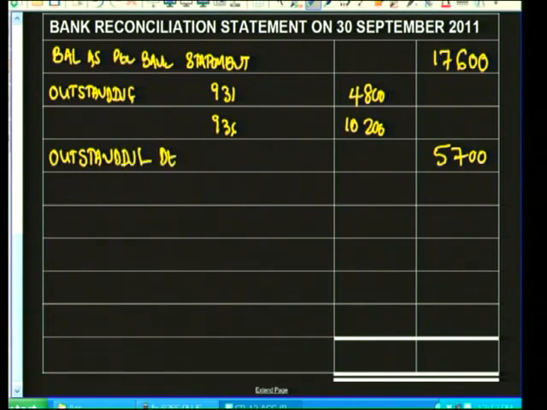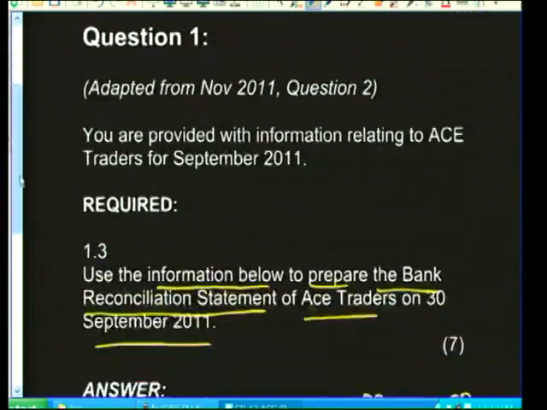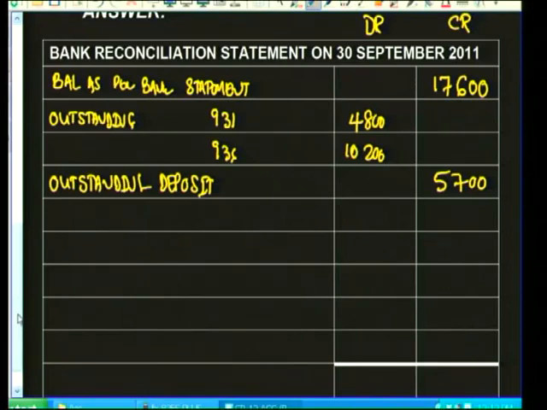Okay, now, what have we done? We've got our balance as per our bank statement. We've got our two outstanding checks, right? We've got our outstanding deposit. What do we now do? We now bring in the balance as per our bank account. Let's find it. What was the balance as per bank account? Remember, it was 8,300, favorable bank balance. So 8,300 is my balance as per bank account.